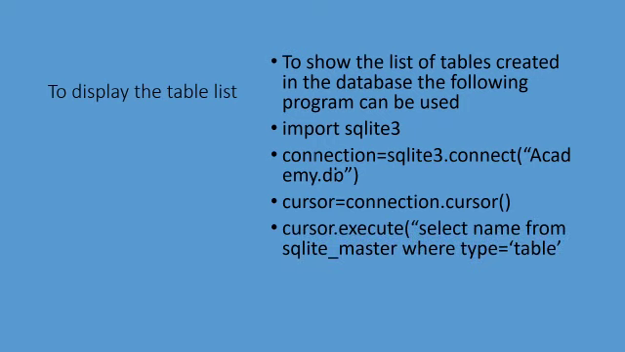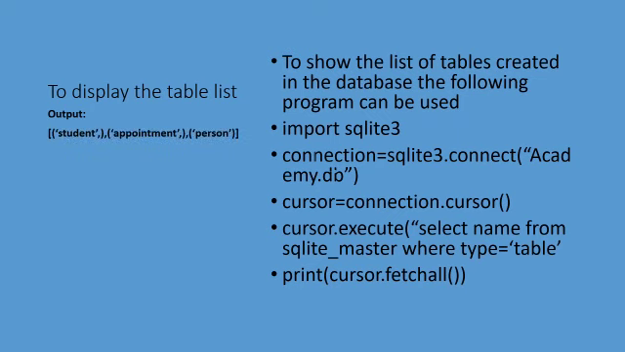Next, cursor.execute: select name from sqlite_master where type is equal to table. The name of the table will be displayed from sqlite_master where type is equal to table. The type I am giving as table. The tables I have created will be displayed. So next, print cursor.fetchall will fetch all the records. See what the answer will be. What is the output here? The student, it will be displayed like this. Student, appointment and person are the tables we have created in the database academy.database.